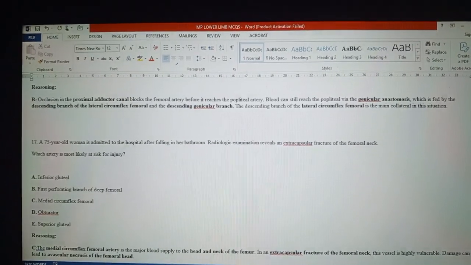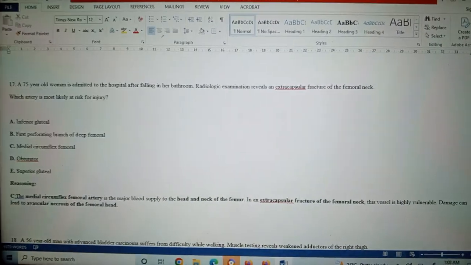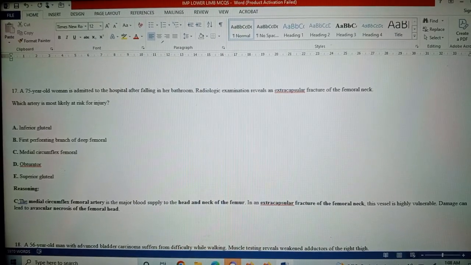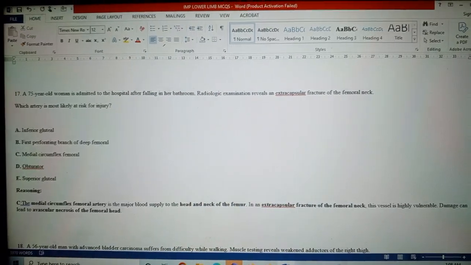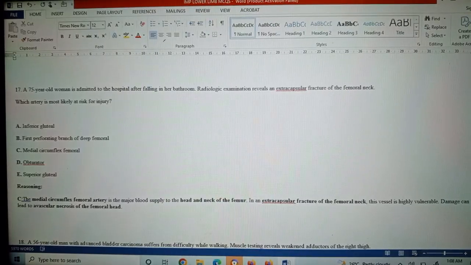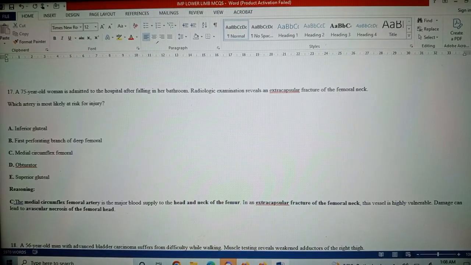Now comes to question number 17, that is a 75-year-old woman admitted to the hospital after falling in her bathroom. Radiological examination reveals an extracapsular fracture of the femoral neck. Which artery is most likely to be injured? On the femoral neck, which artery is present? The medial circumflex artery is the major blood supply to the head and neck of the femur.